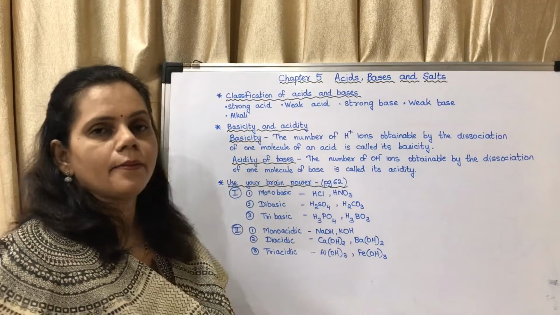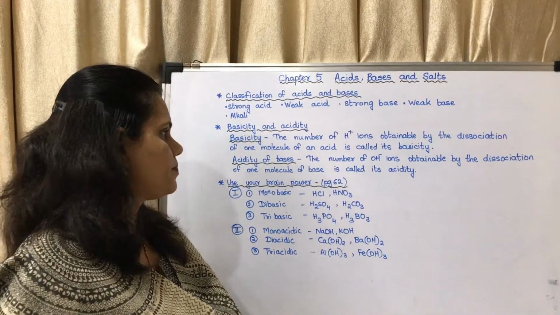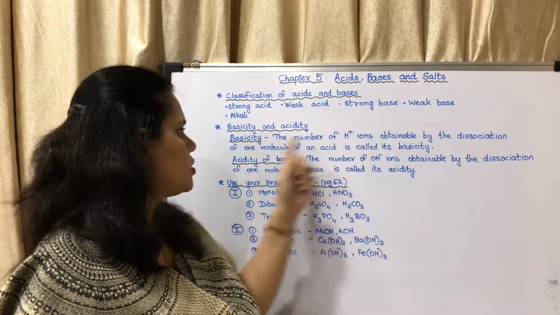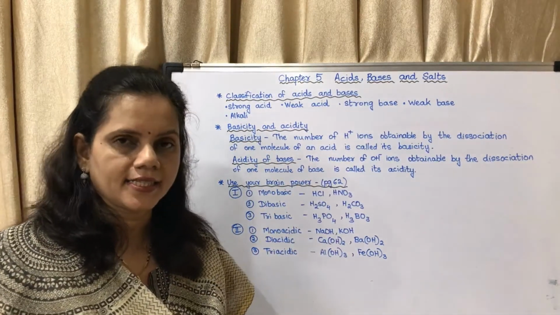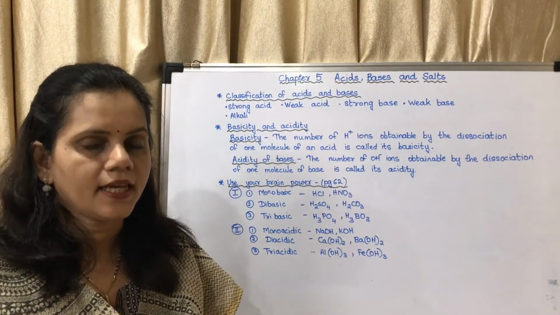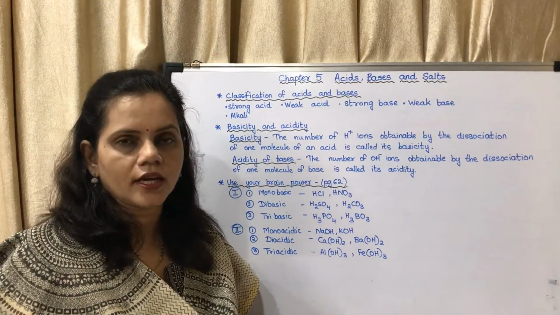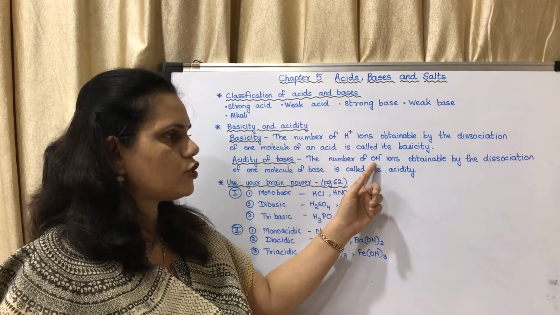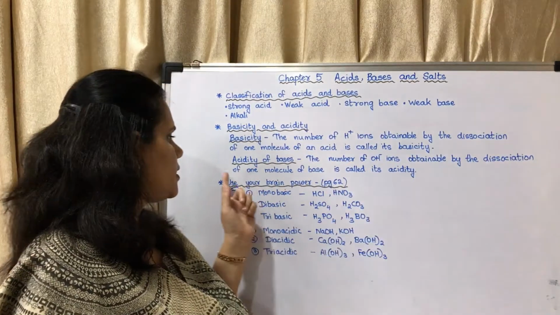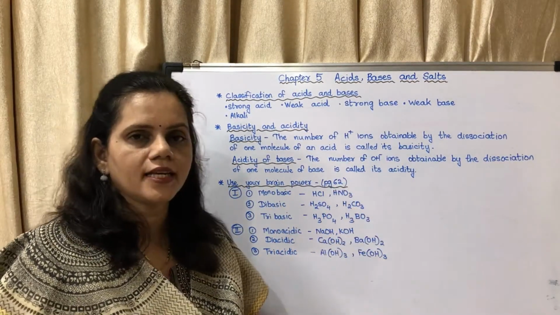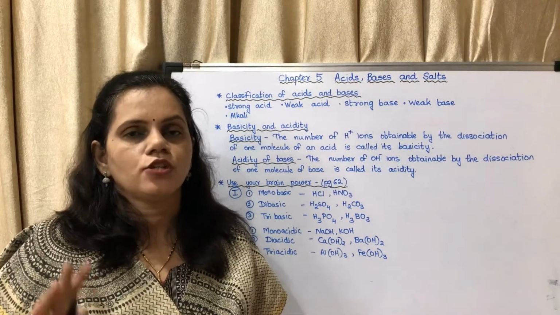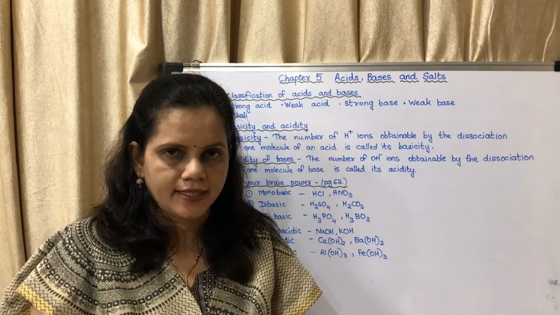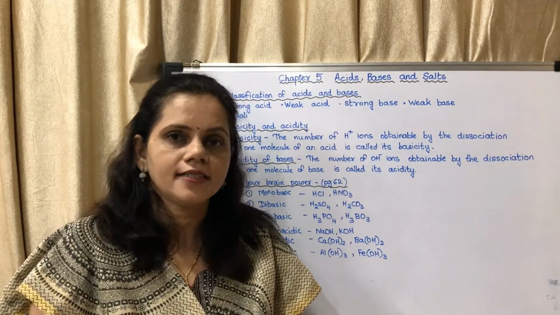So what do you mean by basicity of an acid? The number of H plus ions obtainable by the dissociation of one molecule of an acid is called its basicity. The definition is asked. Acidity of bases: the number of OH minus ions obtainable by the dissociation of one molecule of a base is called its acidity. So you have to remember that for acids it is basicity and for bases it is acidity.